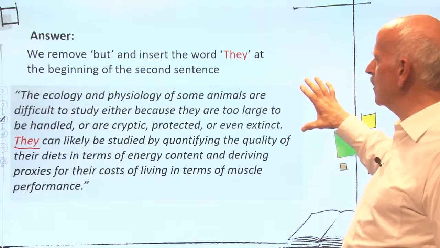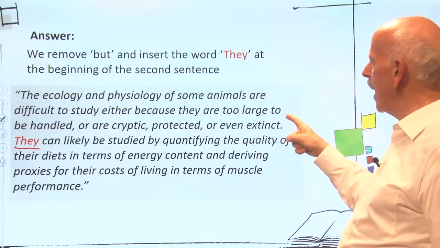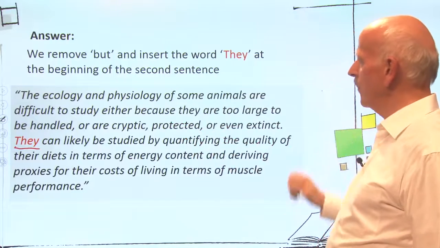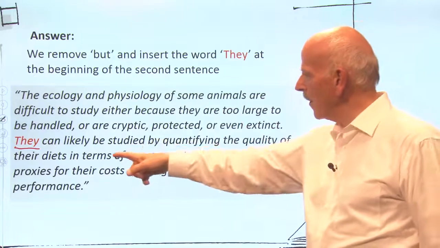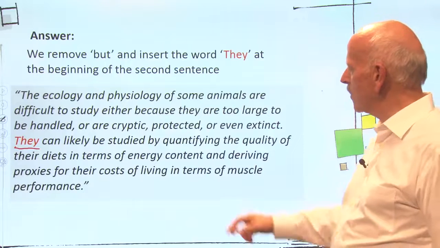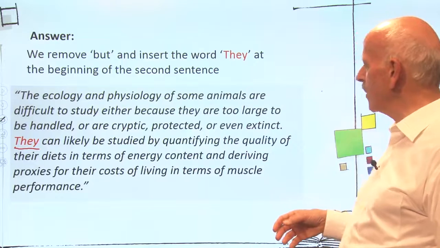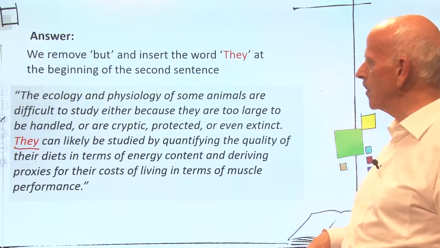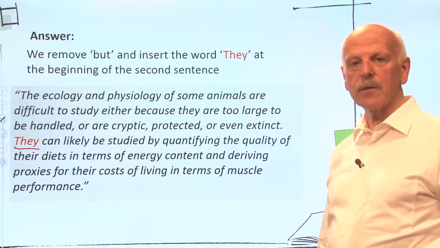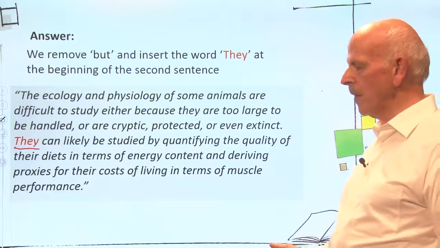The ecology and physiology of some animals, the whales, etc., are difficult to study either because they are too large to be handled or are cryptic, protected, or even extinct. End of first sentence. They, the animals, can likely be studied by quantifying the quality of their diets in terms of energy content and deriving proxies or substitutes for their cost of living in terms of muscle performance. So they quantified that in this paper. They gave some very nice data about those two aspects, the diets and the muscle performance.